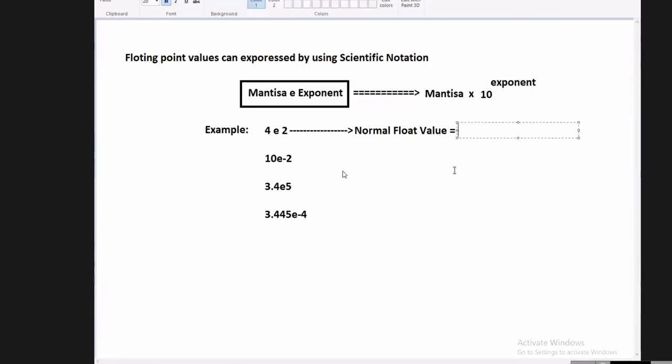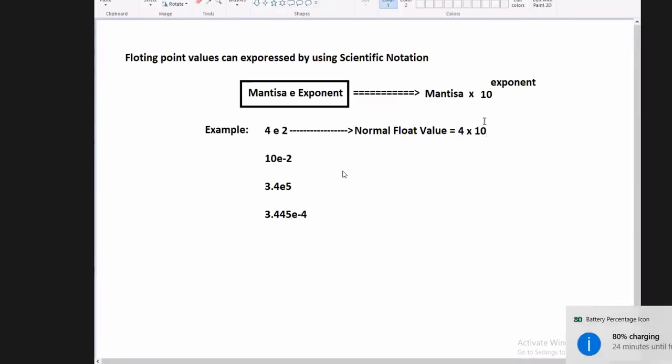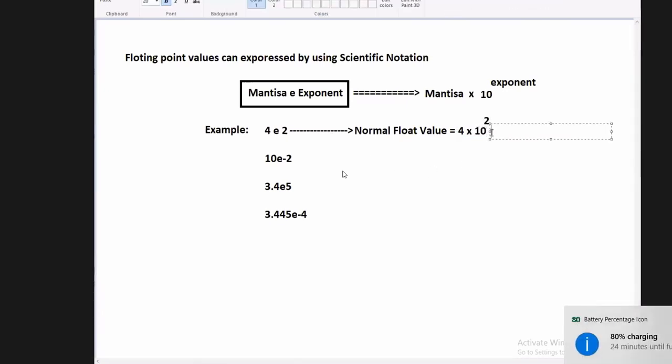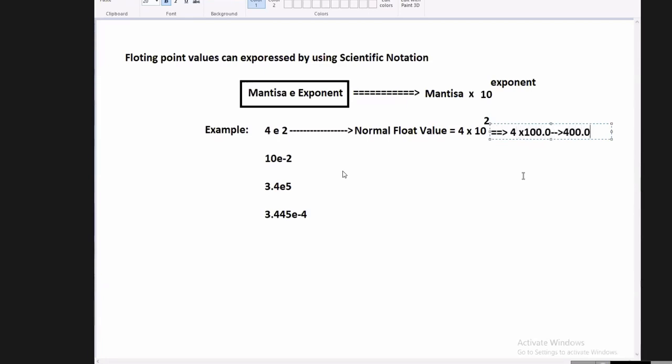Normal float value is equal to 4 into 10 to the power of 2, where E stands for the E series. If you don't have the knowledge, no need to worry about it, you take it like this. This calculation is very easy: 4 into 100.0, which is 400.0. 400.0 will be taken because a floating point value definitely will contain some type of 0.